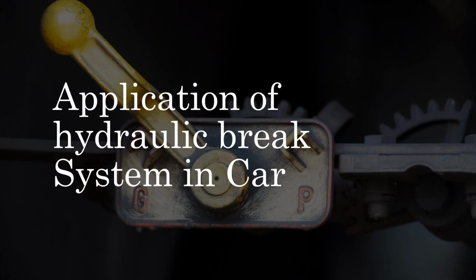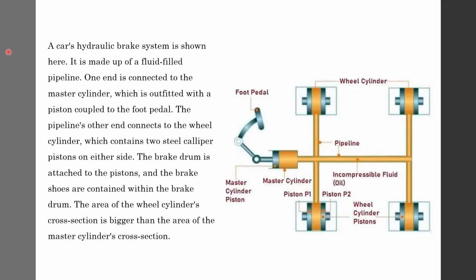Application of the hydraulic brake system in a car. Next, a car hydraulic brake system is shown in this slide. It is made up of a fluid-filled pipeline. One end is connected to the master cylinder, which is outfitted with a piston coupled to the foot pedal. The pipeline's other end is connected to the wheel cylinder, which contains two steel caliper pistons on either side.